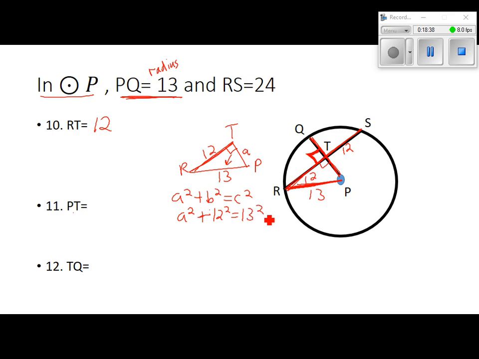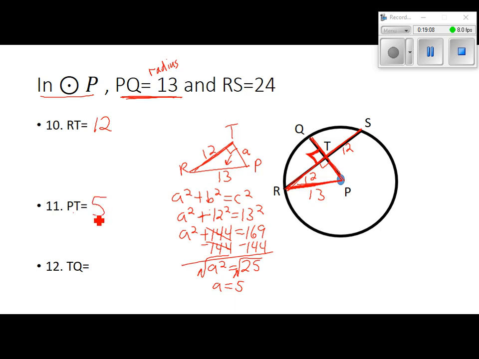13 squared. 12 squared is 144. 13 squared is 169. Subtract 144 on both sides. You end up with, these cancel out. A squared equals 25. Take the square root of both sides. You end up with A equals 5. So segment PT right here is 5.